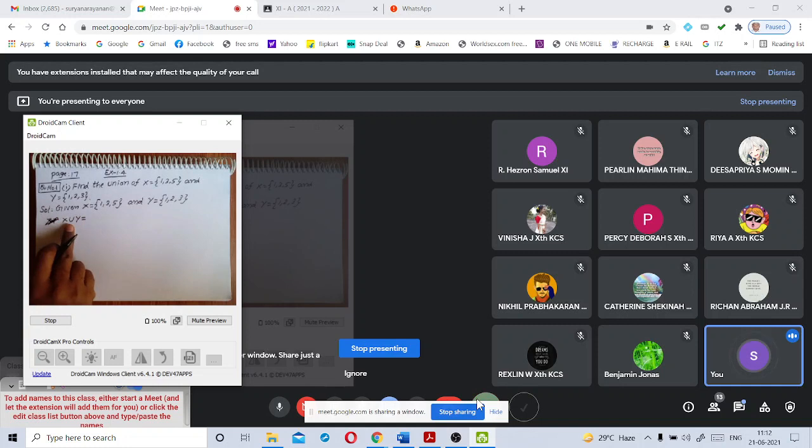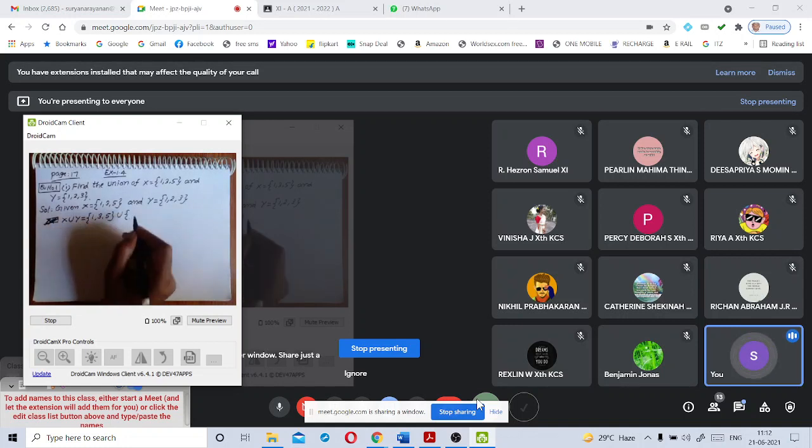X, capital letter U, Y. X union Y. This is the union of these two sets. Okay. Then first we write set X, set 1, 3, 5, union set Y, set 1, 2, 3.